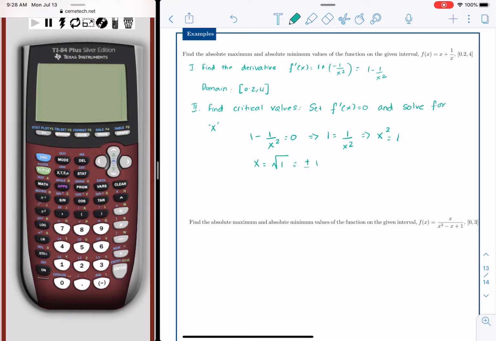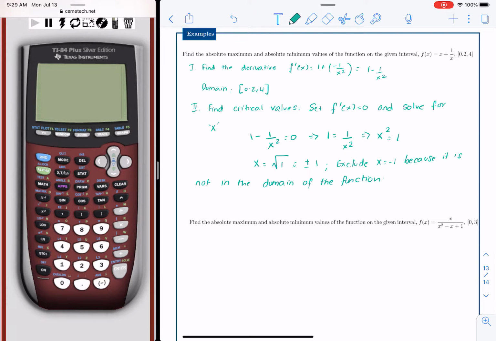And we needn't worry about minus 1 because it is not in the domain of the function. So we exclude x is equal to minus 1 because it is not in the domain of the function. So all we have is x is equal to 1 as a critical value. So we want to know if that particular value is a maximum or a minimum.